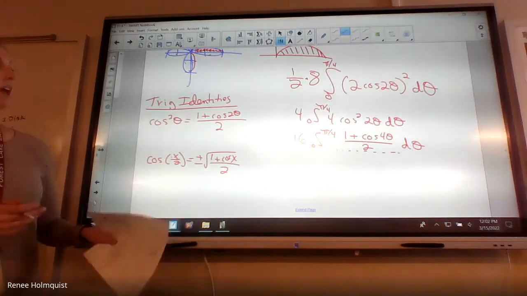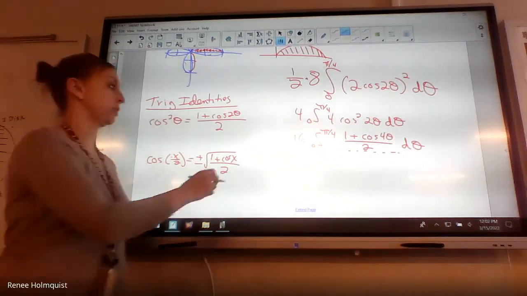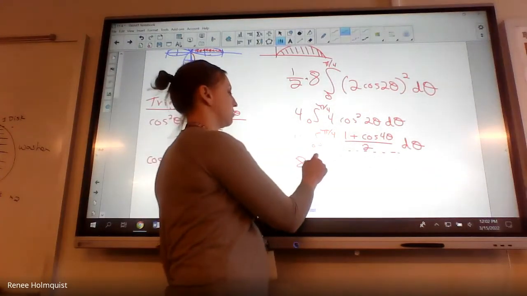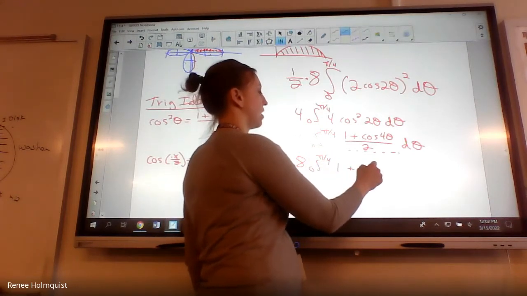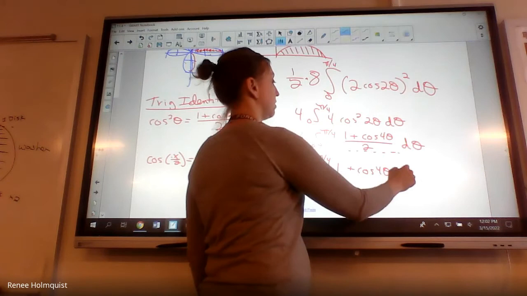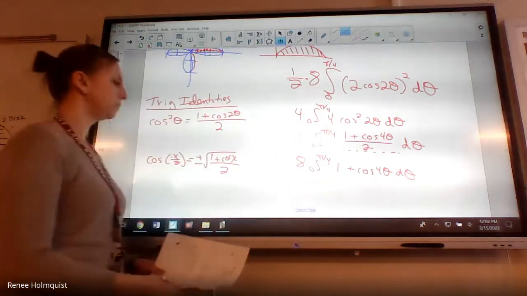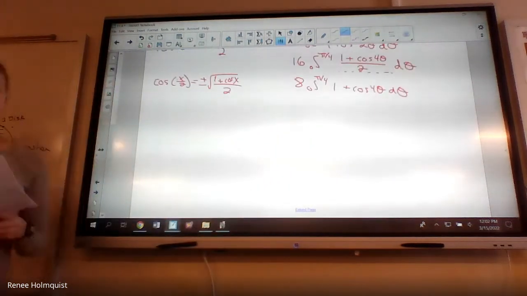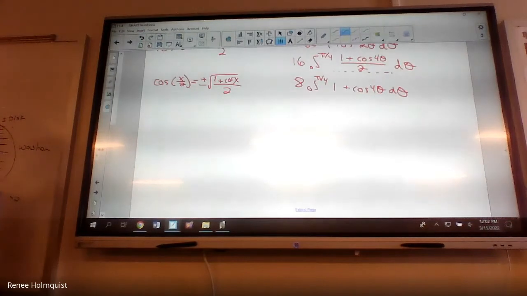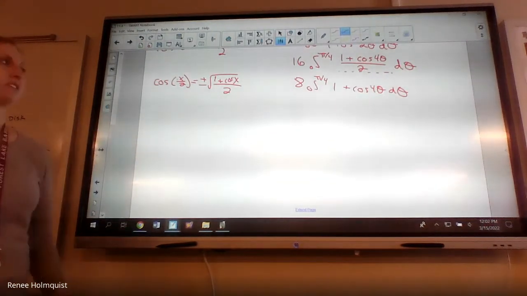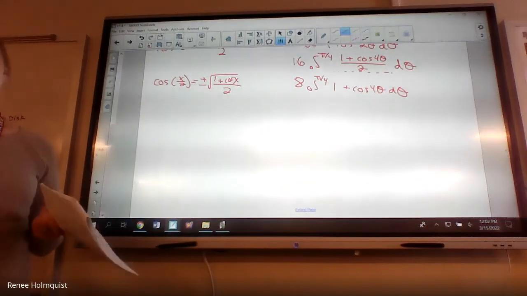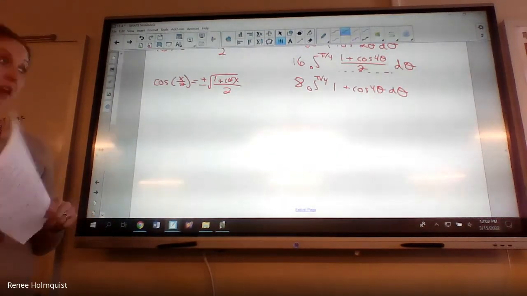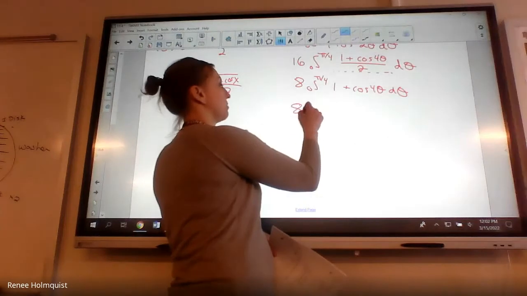Okay, so then I'm going to pull the 2 out. So then I just have 8 times the integral from 0 to pi over 4 of 1 plus cosine of 4 theta d theta. Now we haven't done antiderivatives by hand in a long time. What's your antiderivative of 1? Careful. Theta. And then I have an 8, so it's going to be 8 theta.